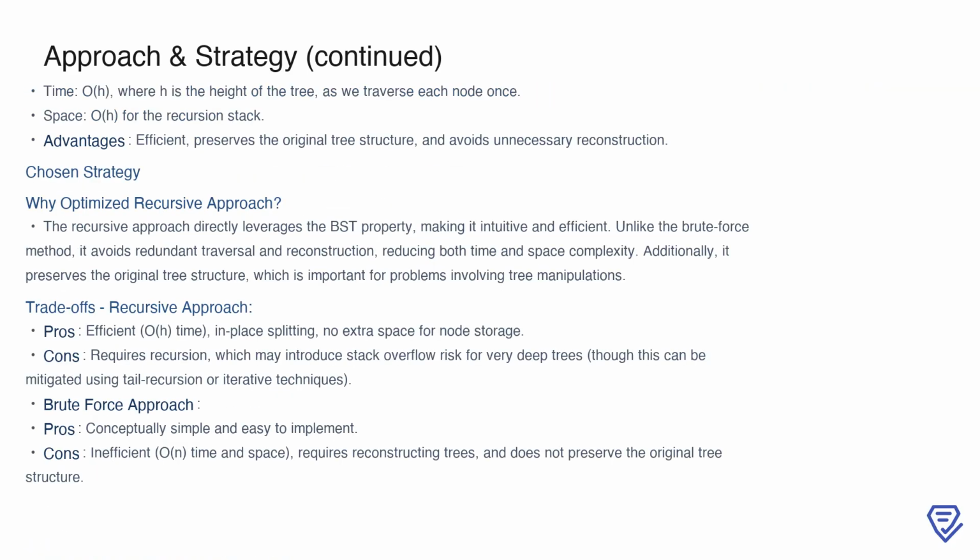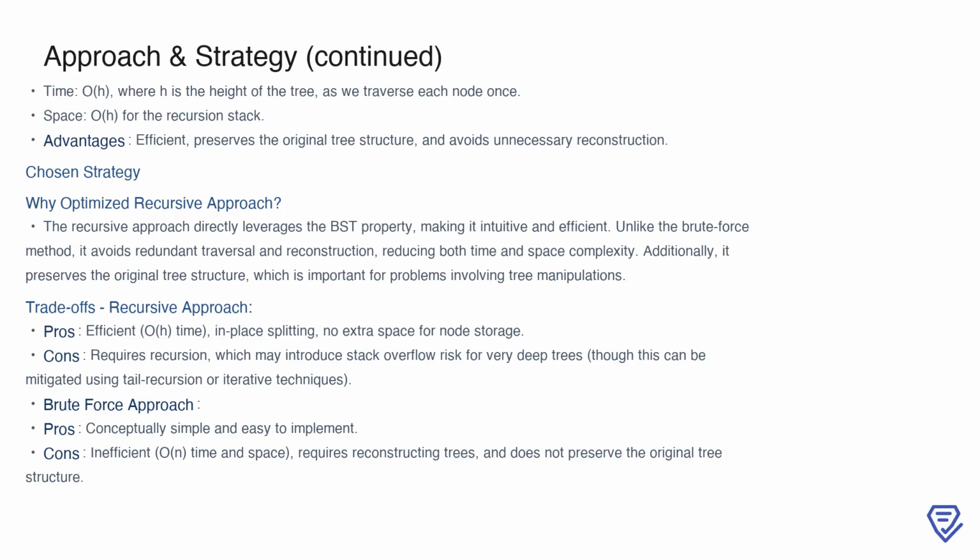The optimized recursive approach is both time-efficient and space-efficient. The time complexity is O(h), where h is the height of the tree, as we only traverse each node once. The space complexity is also O(h), which accounts for the recursion stack. This method has several advantages. It avoids reconstructing the tree, preserving the original structure, and requires no extra space for storing nodes. These factors make it an efficient, in-place solution.